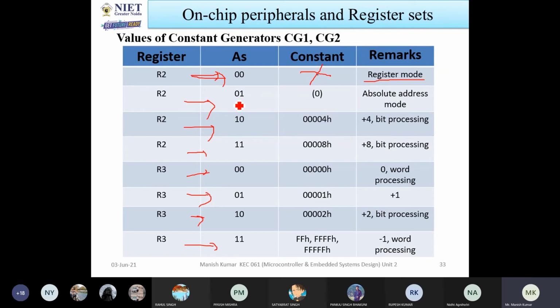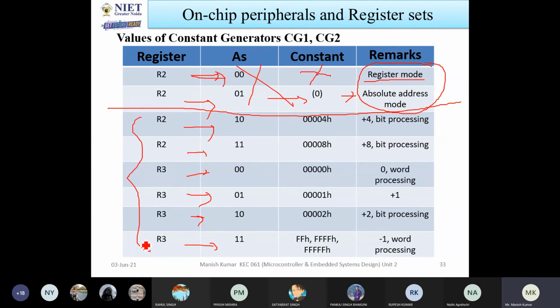When R2 equal to 0, 1, this constant is 0 and it is absolute addressing mode. So when we talk about the addressing modes, I will discuss all the things: what is the addressing mode, register addressing mode, what is the absolute addressing mode, like that. Okay. So for these two addressing modes, R2 equal to 0, 0 and R2 equal to 0, 1, it means that there is no constant generator. So we can remove this. We have only 6 constant generators. Now we will talk about them one by one.